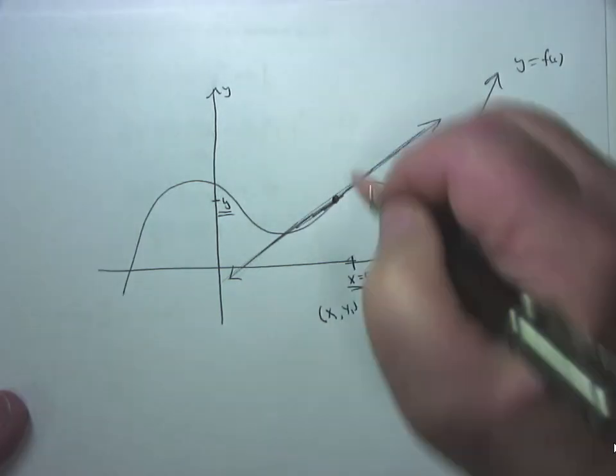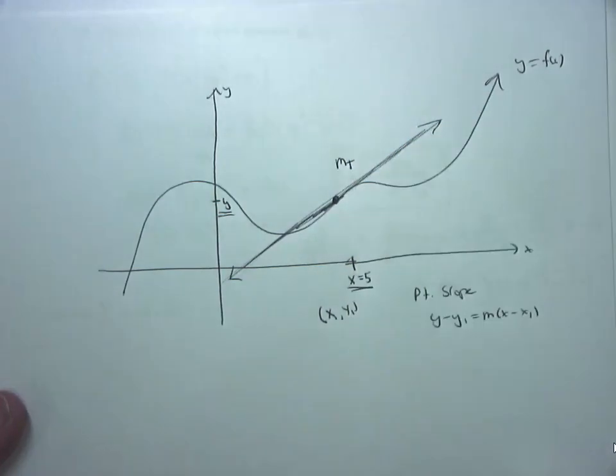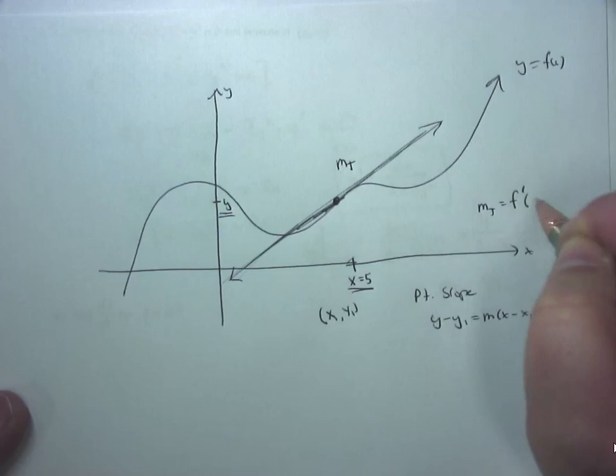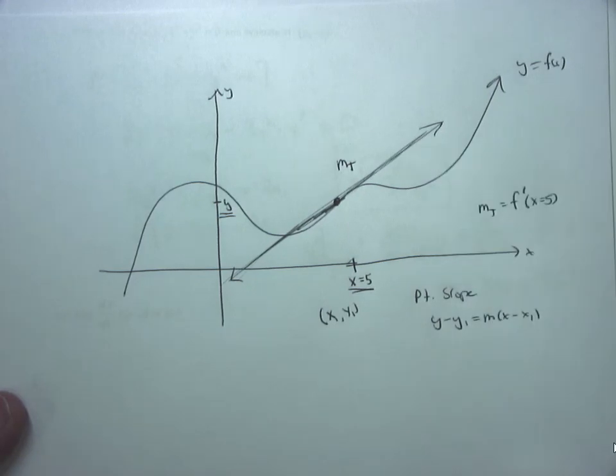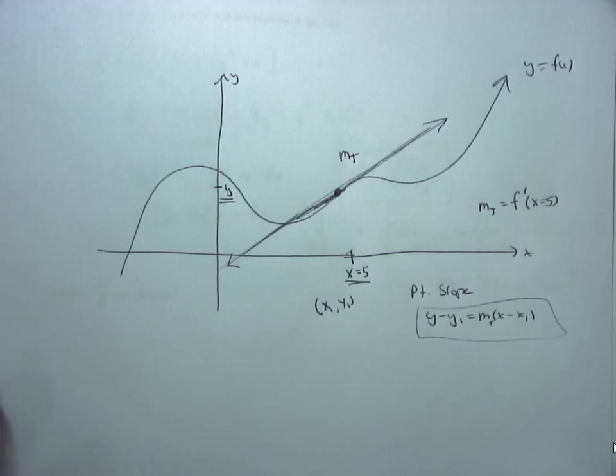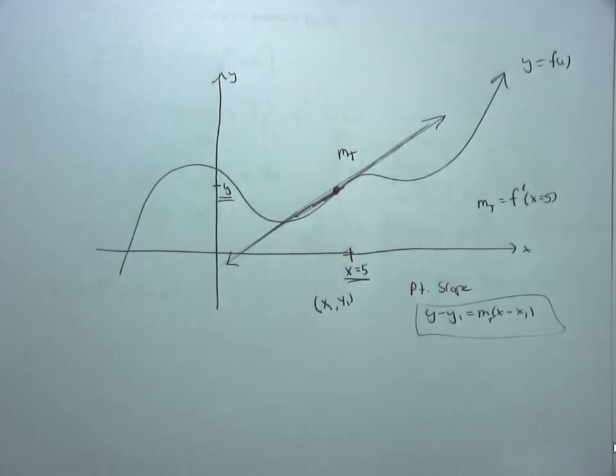Okay? And then you had to find the slope of the tangent line. But the slope of the tangent line was the derivative evaluated at your x number. In this case, it was 5. And so you plug it into this formula, and you actually found the equation of the tangent line. That's what we've been doing.